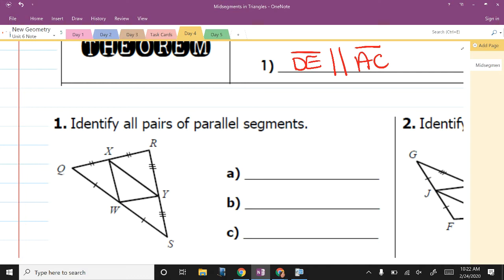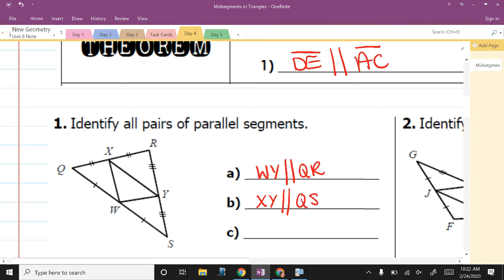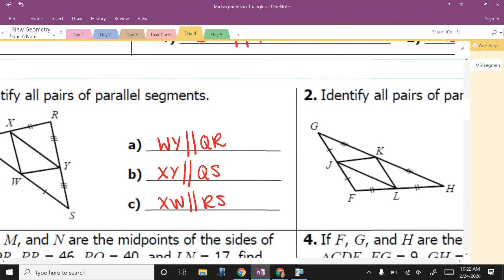So WY is parallel to QR. All right. Let's do another one. XY is parallel to what? QS. And which other one I haven't done yet? XW, very good, is parallel to RS. Y'all see how we identified all of those sides?